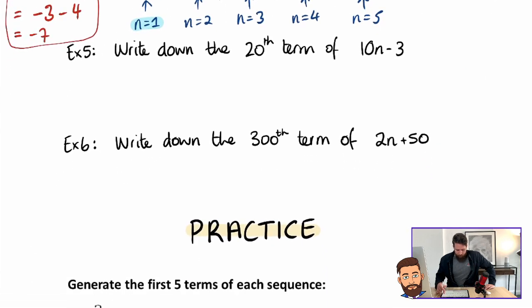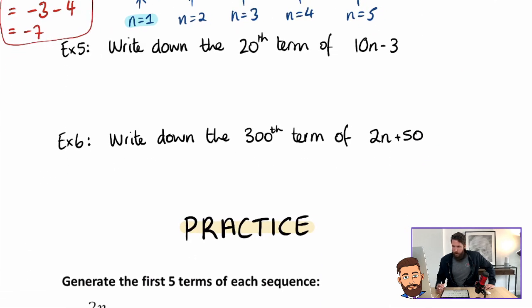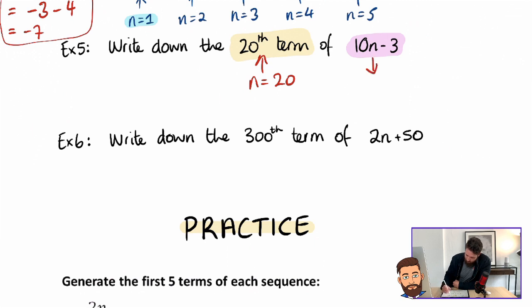Okay, moving on. Example 5. Write down the 20th term of 10n minus 3. Well, if I want the 20th term, if I want the first term, n is 1. If I want the second term, n is 2. What would the 20th term be? Well, that means n would be 20. So then all I do is just take my nth term, which is 10n minus 3, and I'm going to substitute n is 20 into it. So I'm going to put 10 times by 20, because remember, 10n means 10 times by 20. And then I'm going to take away 3.